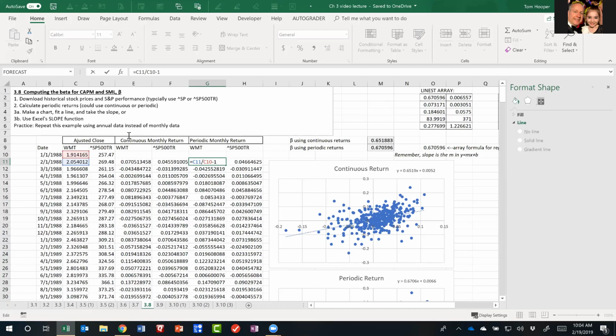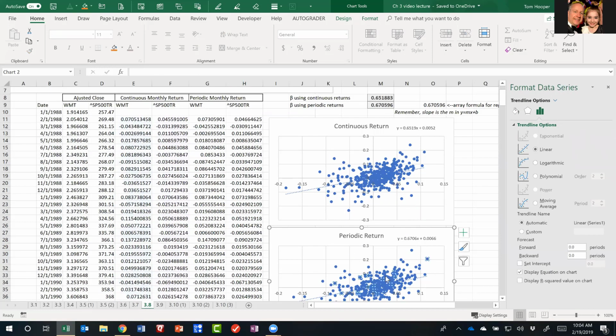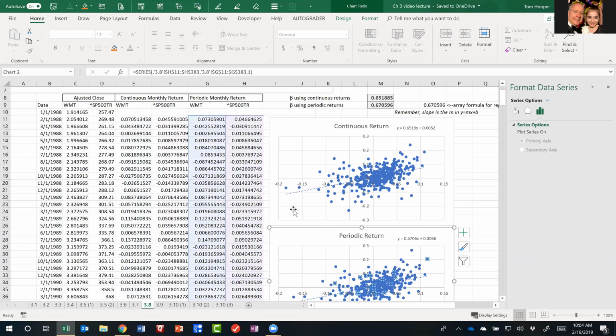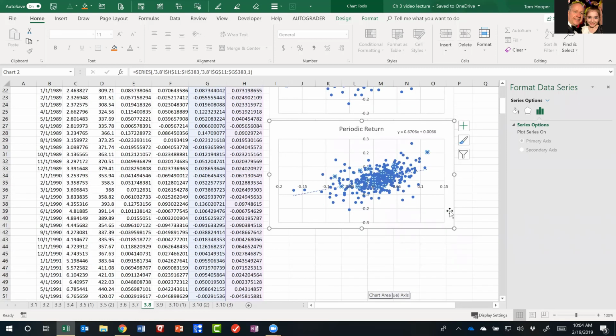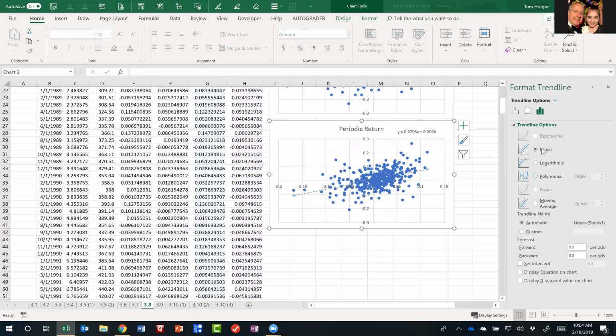So however you calculate that return, do it for both stocks and do it for all the periods, and then make a plot. This one is where I plotted the periodic monthly return against each other. So that's how I got the return of Walmart on the y-axis and the return of the market on the x-axis. And then just like we did before, I right-clicked and said add trend line, and I chose a linear trend line.